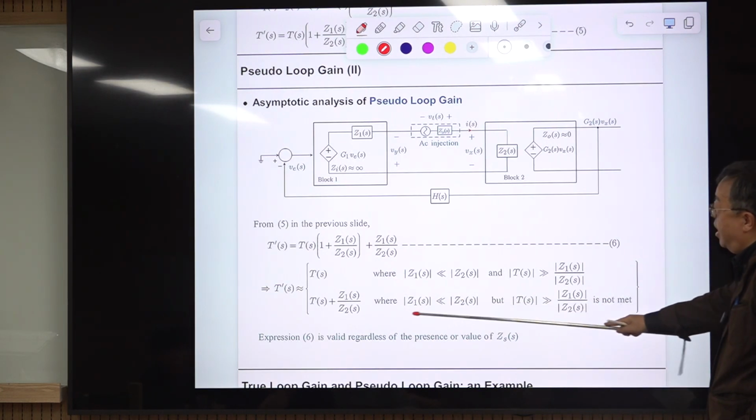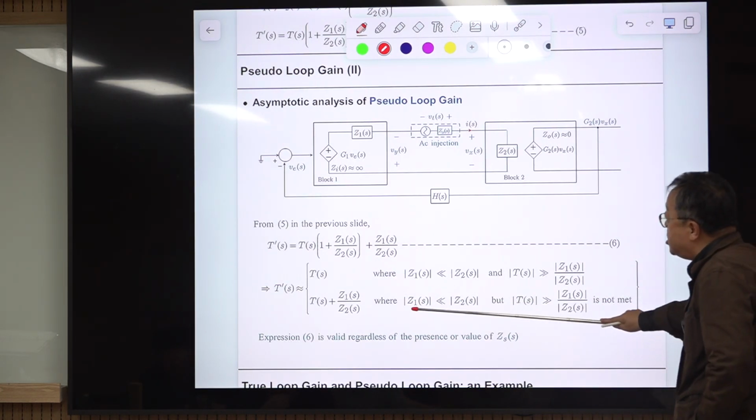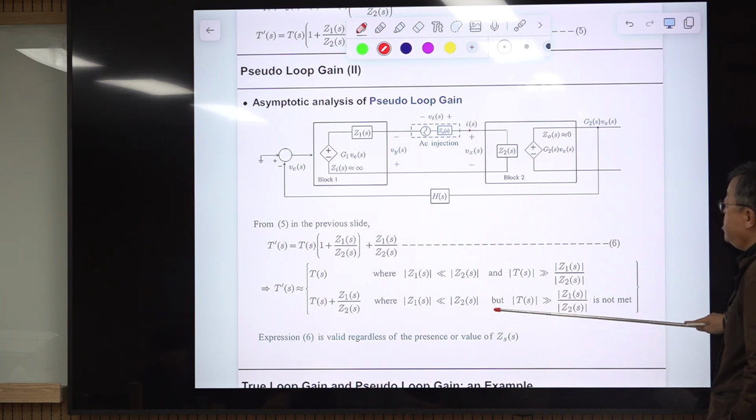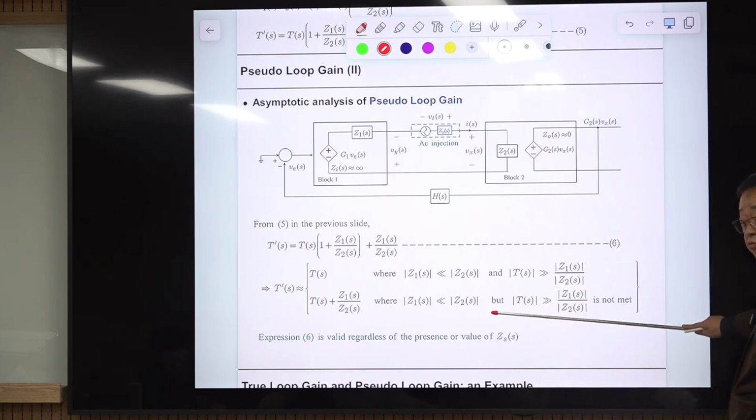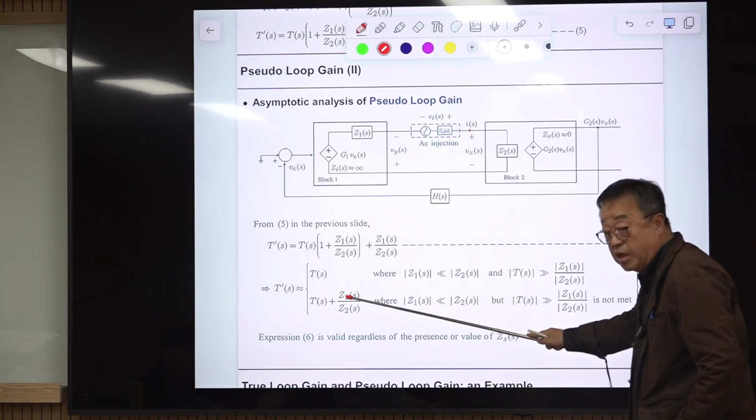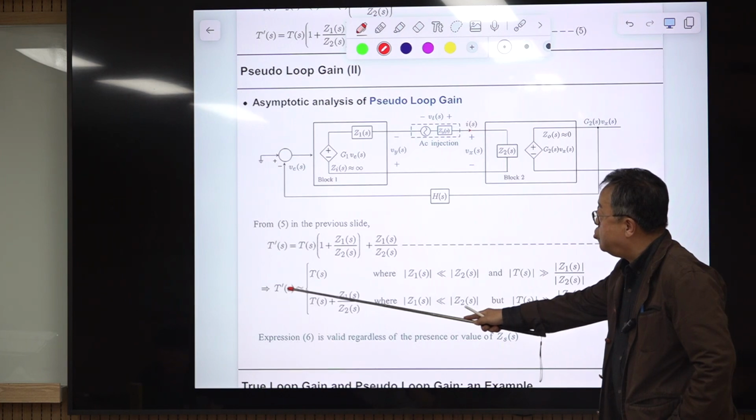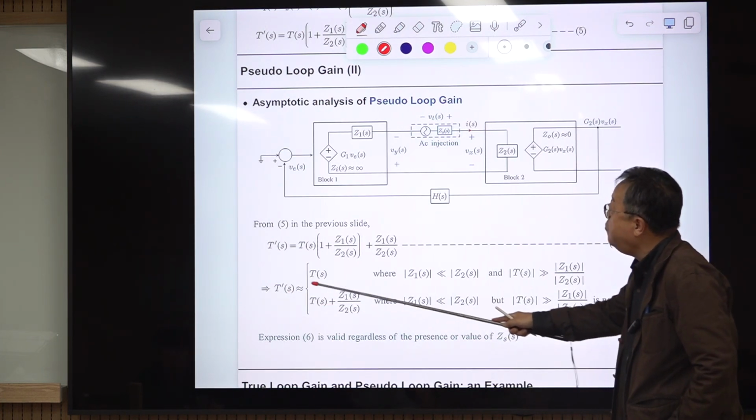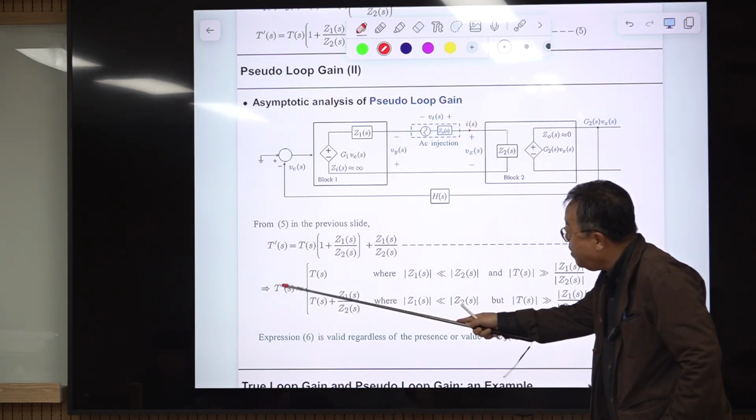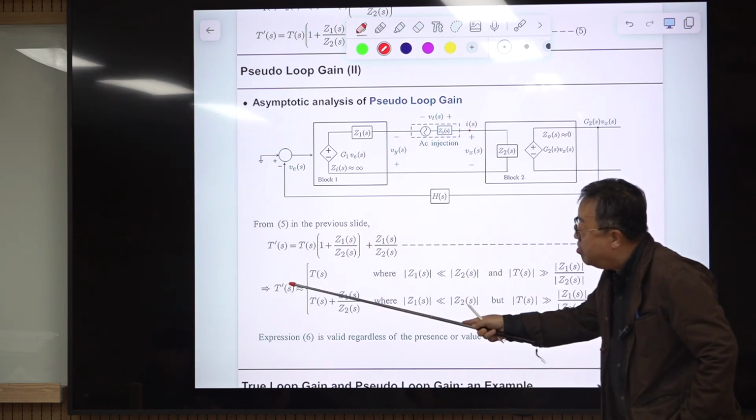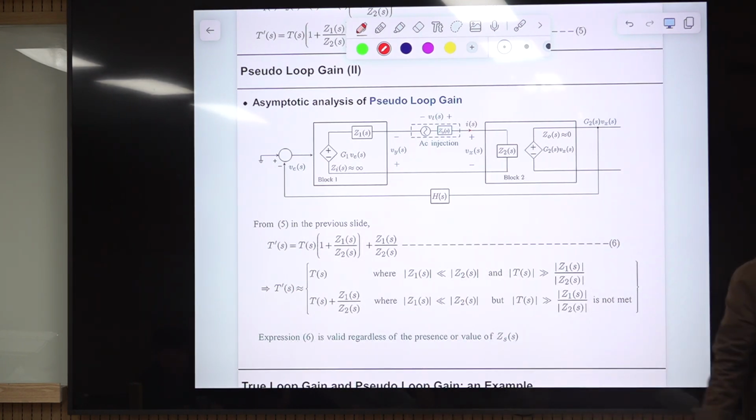So for this case, this condition is easily satisfied, but this condition can be violated. For that case, you use this. The relationship between the pseudo loop gain and the true loop gain is, if you measure the pseudo loop gain, then you add this term to it. That becomes the true loop gain. Or vice versa.